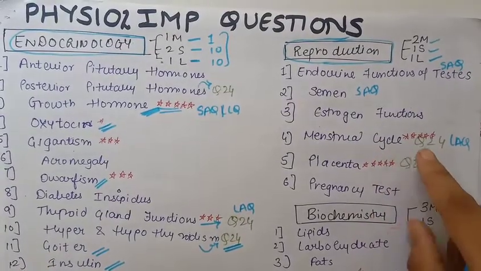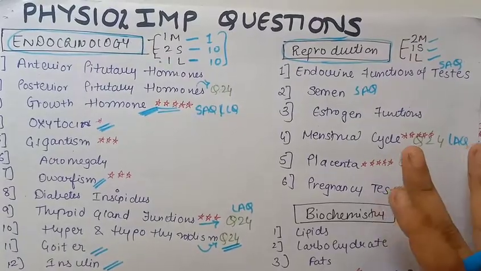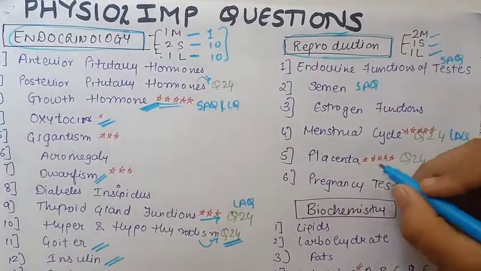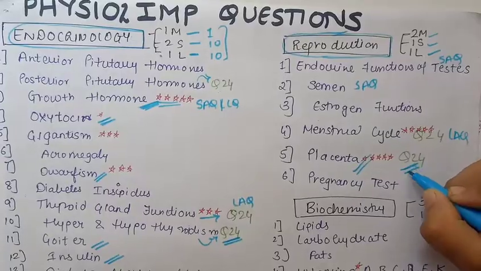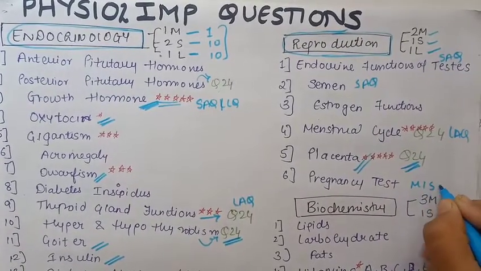For LAQ, menstrual cycle is very much important. In 2024, an LAQ was present from the menstrual cycle. Then placenta is very important, and this was also present in 2024. And pregnancy test, they can ask either for MCQ or SAQ.